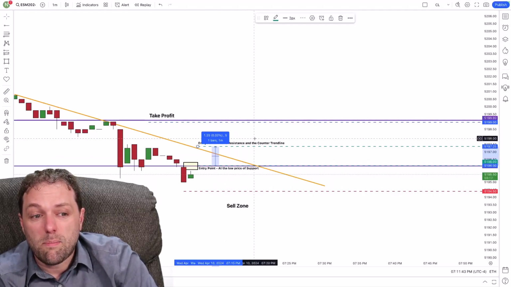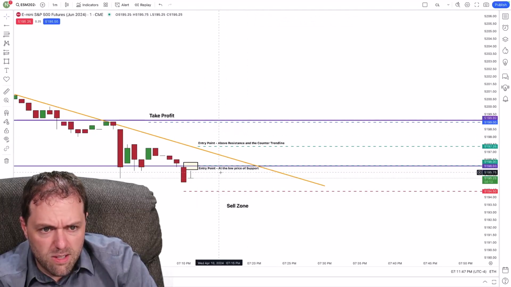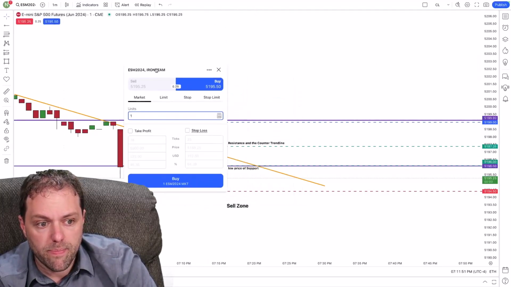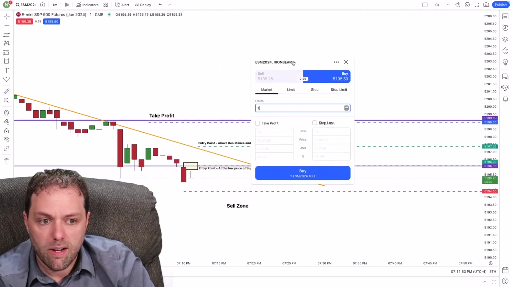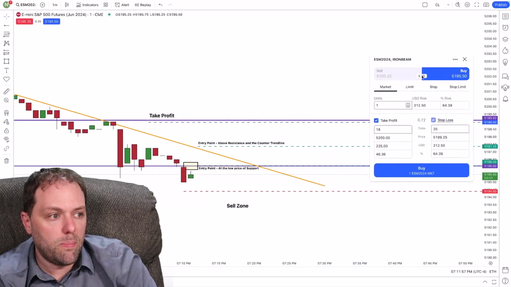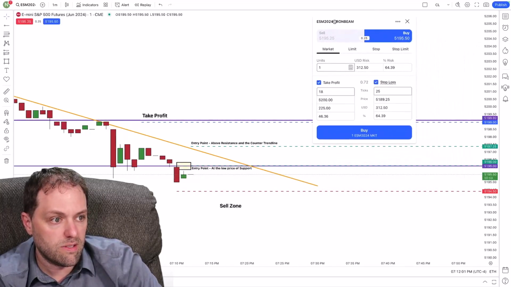I want to look at a place where the market's been before. So here's what I'll do. I'm going to set this up. I'm not going to hit the button yet, but I'm going to be prepared. And I'm going to put it over here. And I will put in the locations of where I would like the exit points to be at.